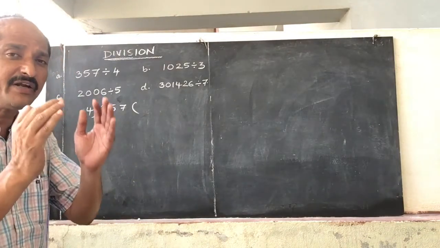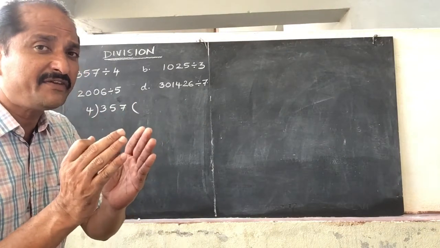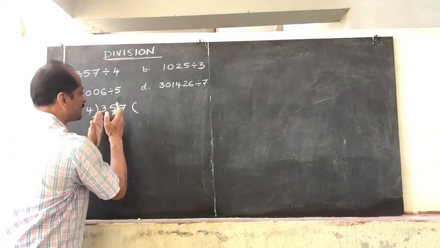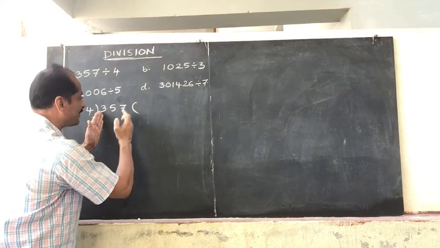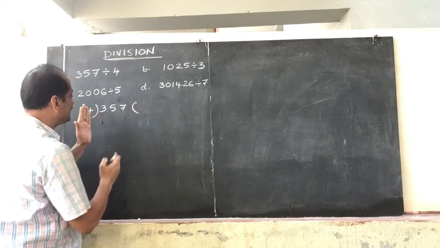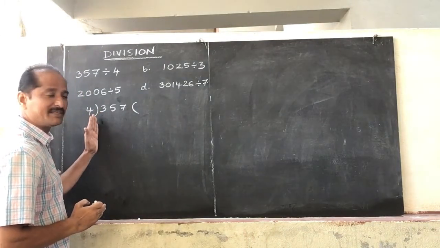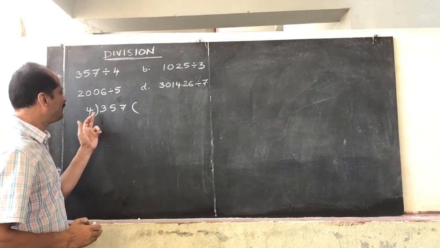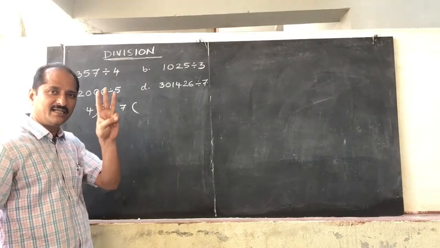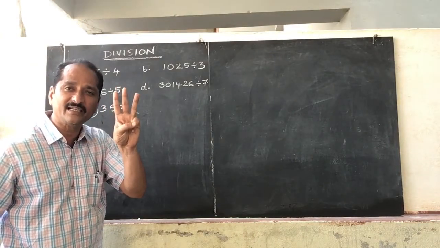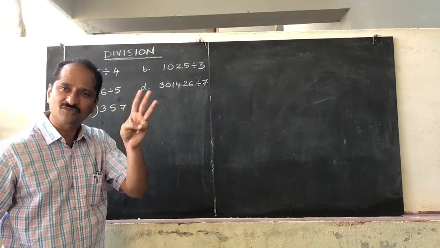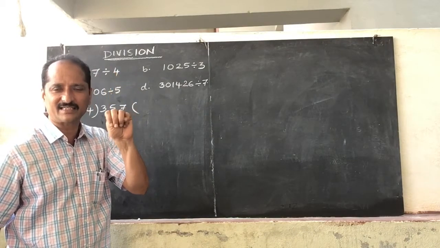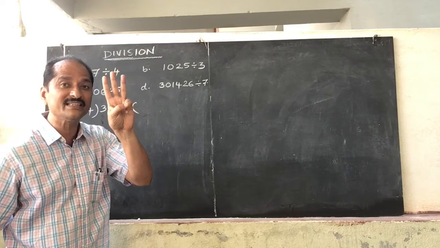Now, whenever you are doing division, it should be done from the left side. Addition, subtraction, multiplication should be done from the right side, and division from the left side. That means from the greatest place onwards you are dividing. So, how many 4s are there in 3? Is there any 4 in 3? No. 3 ones are there, but there is no 4 in 3.